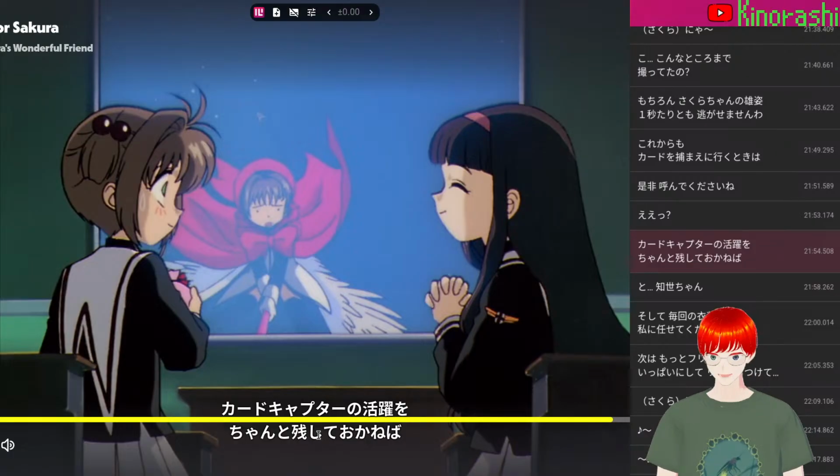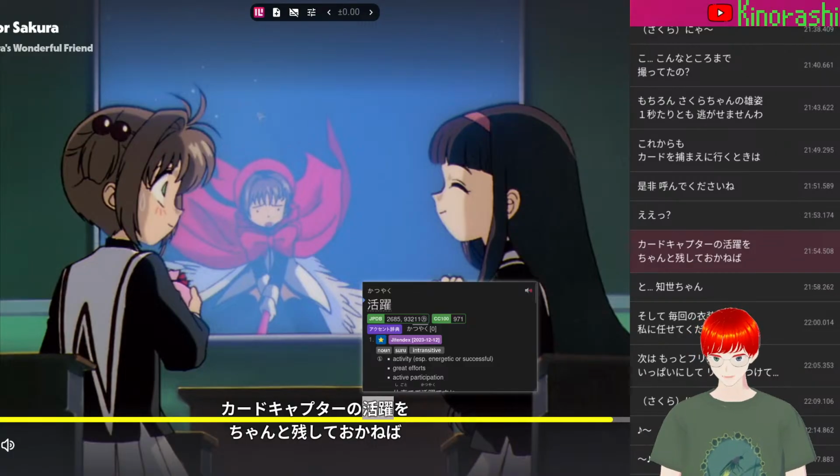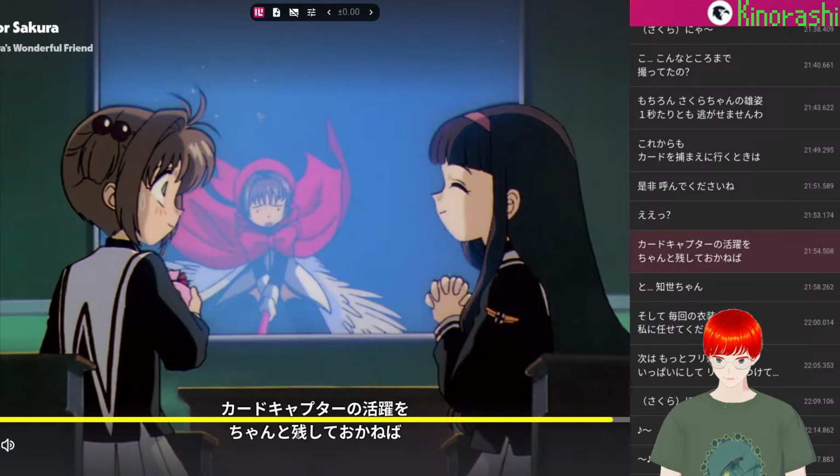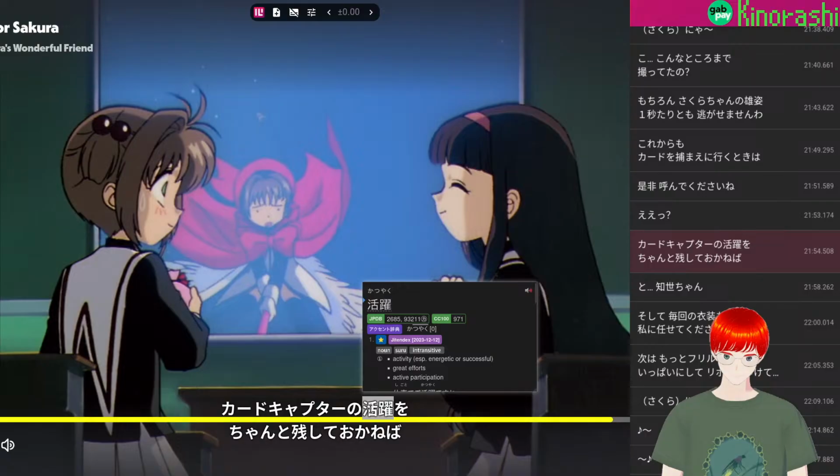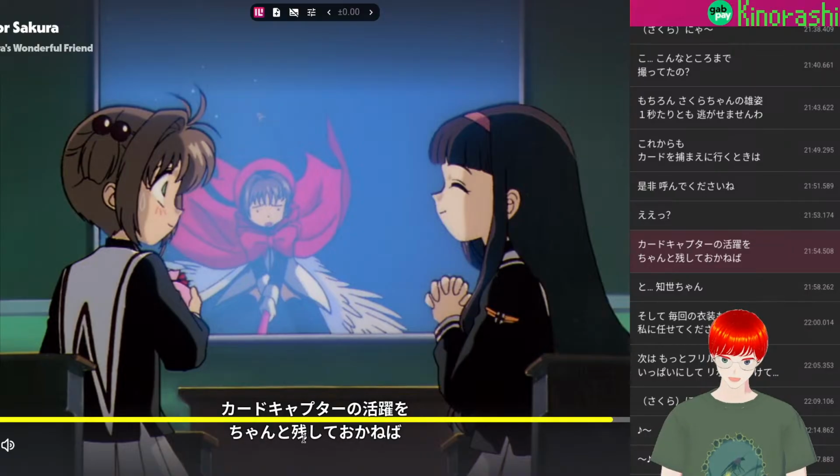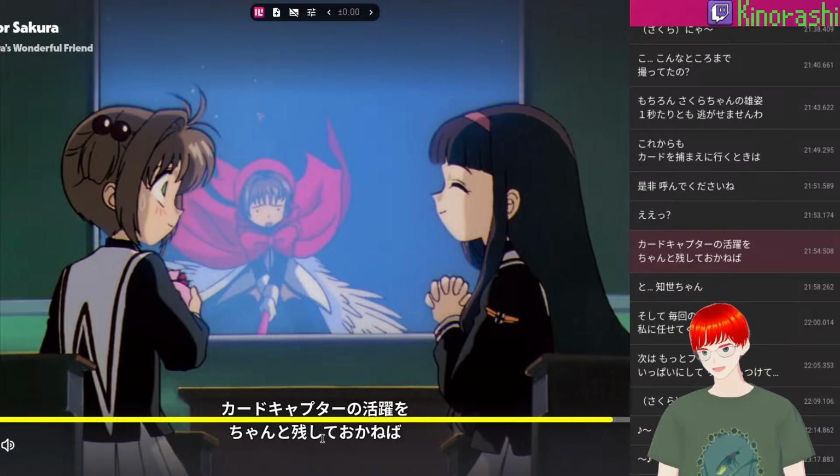So Card Captor no katsuyaku. Katsuyaku o chanto. Okay, okoshite is from okosu. Card Captor no, let's see, katsuyaku. Card Captor no katsuyaku o chanto okoshite okaneba.